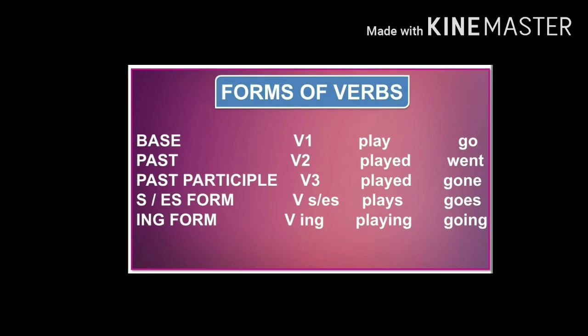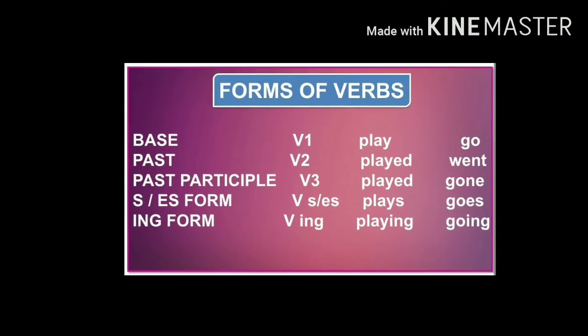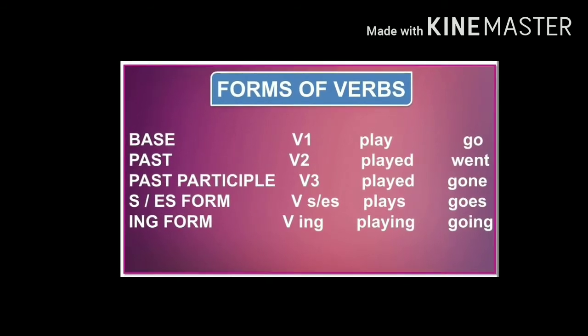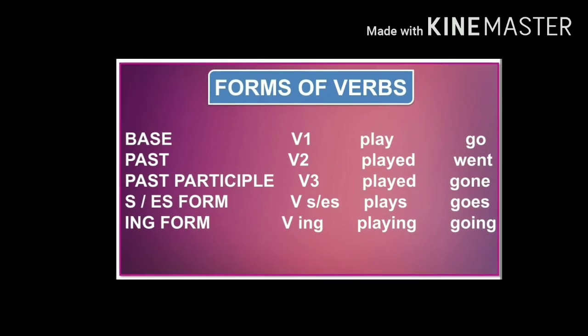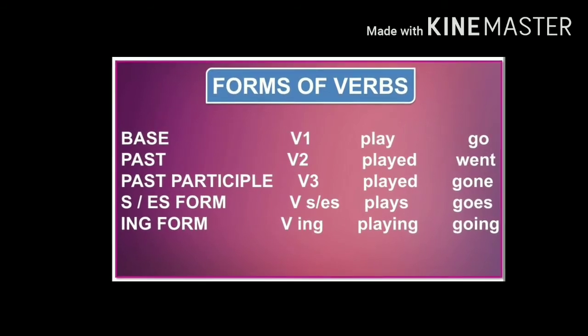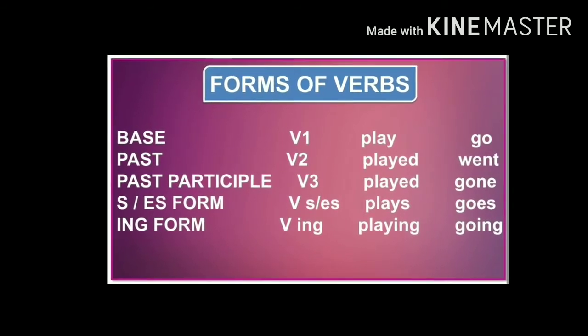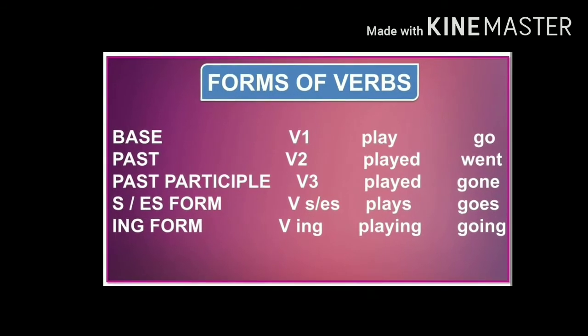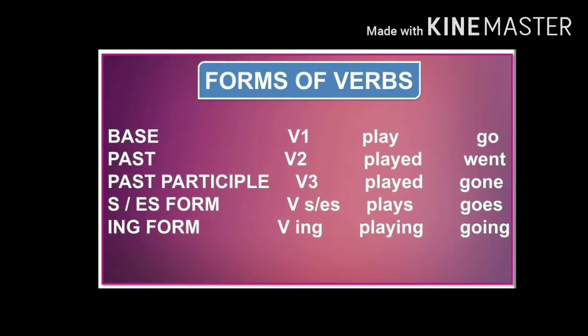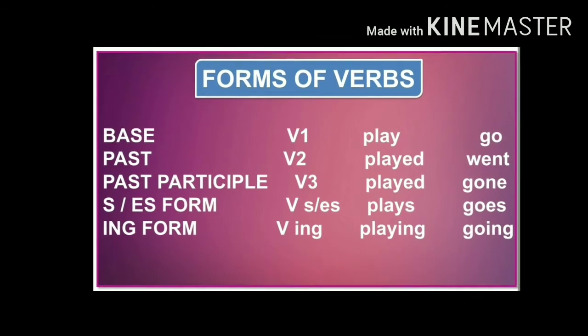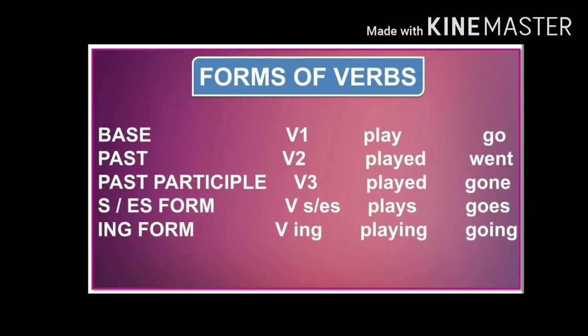To learn these tenses, we need to know the verb forms. Let's see that. Here we have 5 verb forms. Let's see that one by one. Base form of verb is called verb 1. Example, play, go. Past verb is called verb 2.